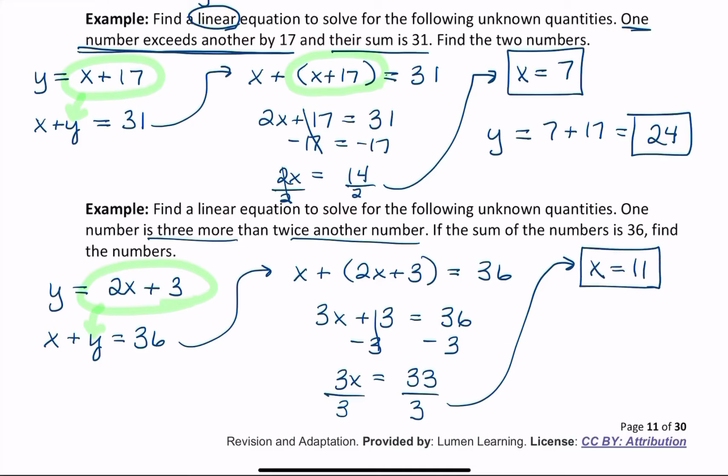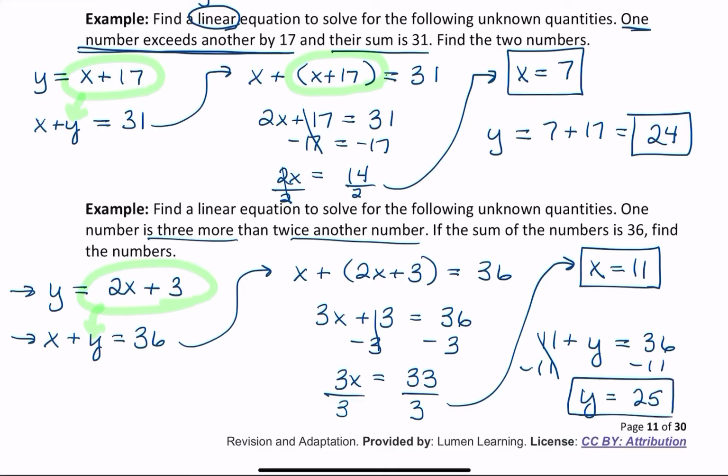And then again, you're going to use that to plug back into the equation. And you can use either one of your equations. The second one here will probably be a little easier to solve, but it doesn't matter. You'll get the same answer. I'm going to subtract 11 from both sides, and that gives me y equals 25. So those are your two numbers.